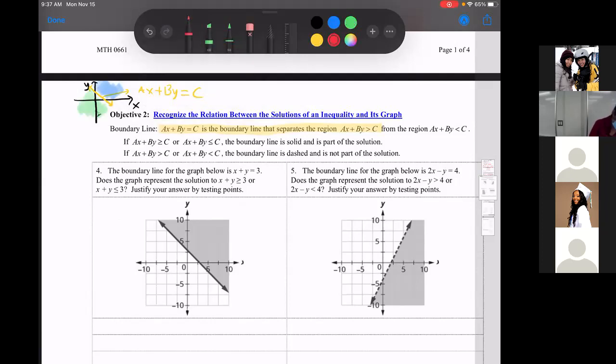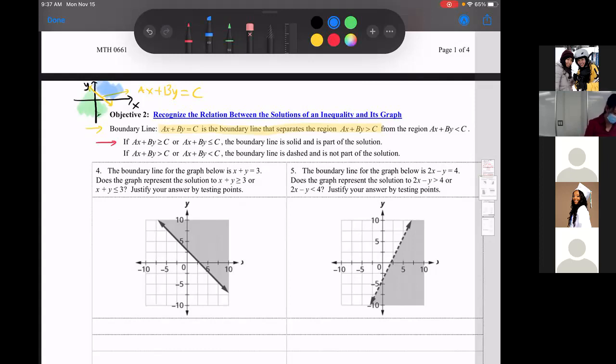Now, do you guys understand? So far so good. So that's the boundary. Can you say that one more time? The yellow line ax + by = c is the line that separates the blue region from the green region. That's all they're saying. So basically, you know how countries have borders? Just think of it like a border line.